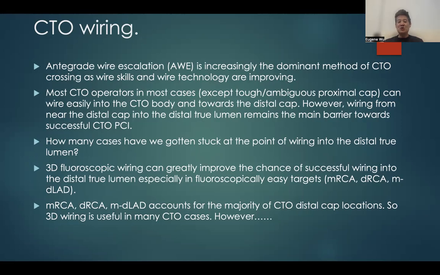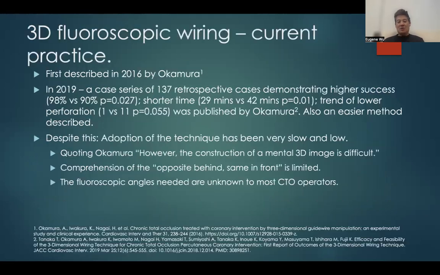But as soon as I mention the mid-RCA, the distal RCA, the mid and distal LAD, you realize that these positions account for the majority of CTOs, because LAD and RCA CTOs are more common than circumflex CTOs, and mid and distal location of the distal cap is more common than proximal. So in other words, 3D fluoroscopic wiring is useful in many CTO cases. However, CTO fluoroscopic 3D wiring is not used a lot in current practice.